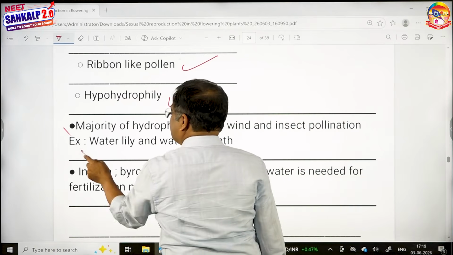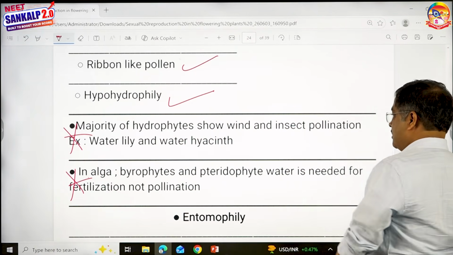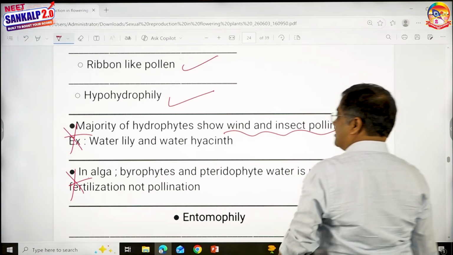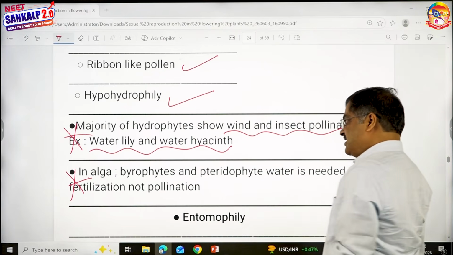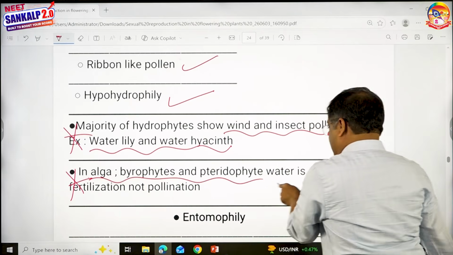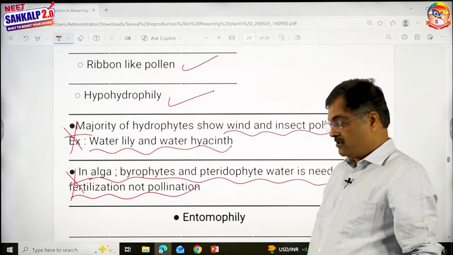These 2 points are important. In the majority of hydrophytes, wind and insect pollination is very common, as you see in water lily and water hyacinth. Whereas in alga, bryophytes and pteridophytes, water is needed for fertilization, not pollination. Very important.